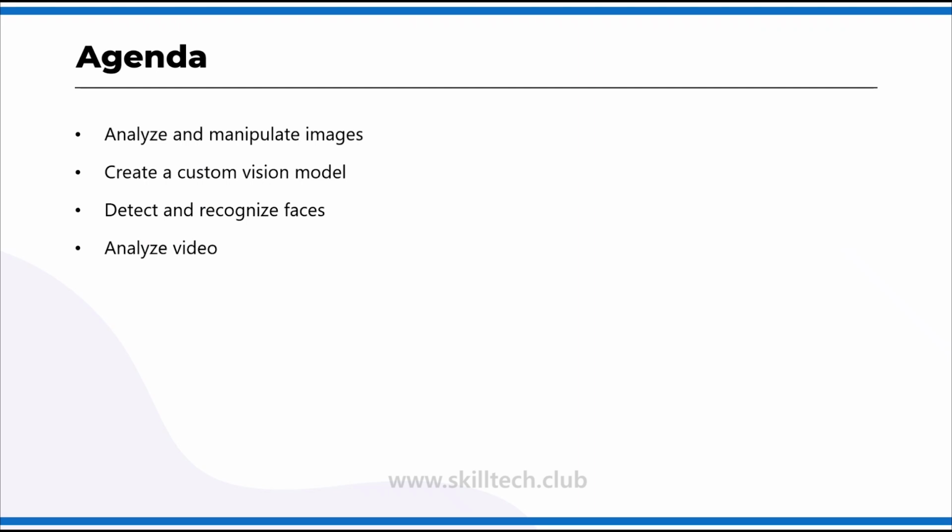The agenda of this particular module is focusing first on analyzing and manipulating images. Basically, we are going to focus on image analysis. Then we are going to create a custom vision model. We'll understand how the custom vision model works, how we can provide our data in the form of images, and then how we can customize that model. Then we are going to focus on detecting and recognizing faces, which is all about face detection and face recognition. And then finally, we have Video Indexer, which is going to help us analyze videos. This is exactly what we are going to see in the Vision service.